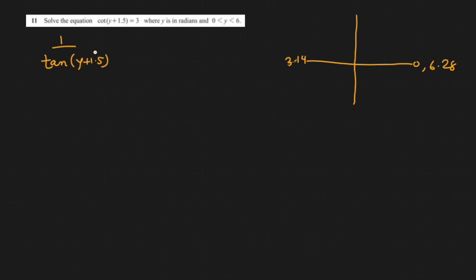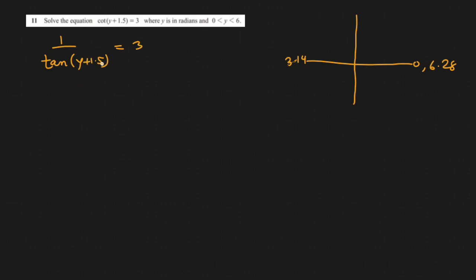Question number 11. Solve the equation cot of this, where y is in radians between 0 and 6. So it is 0, radians 3.14 here, 6.28 here. Basically, 6 is very close to 2 pi. Alright. Cot is 1 over tan. So we can write tan y plus 1.5 equal to, I reciprocated this. That does not mean I reciprocate this because it's an identity, equal to 3.